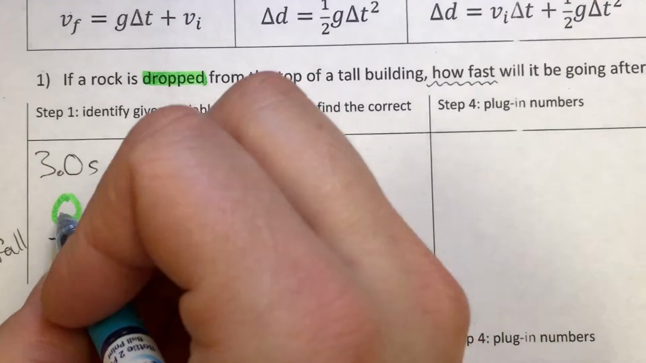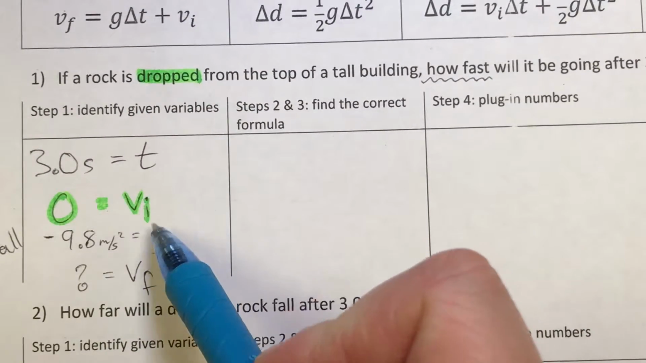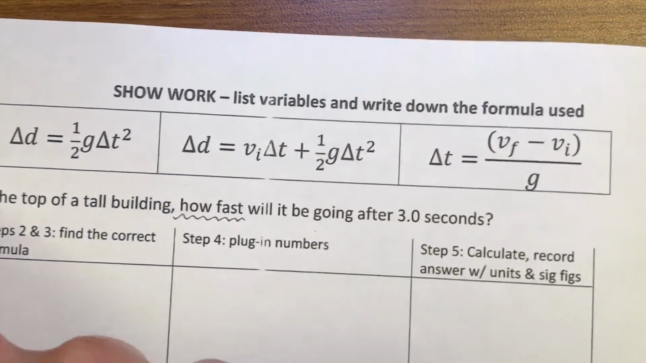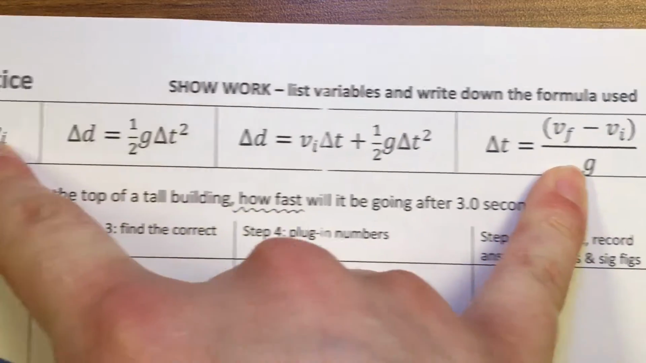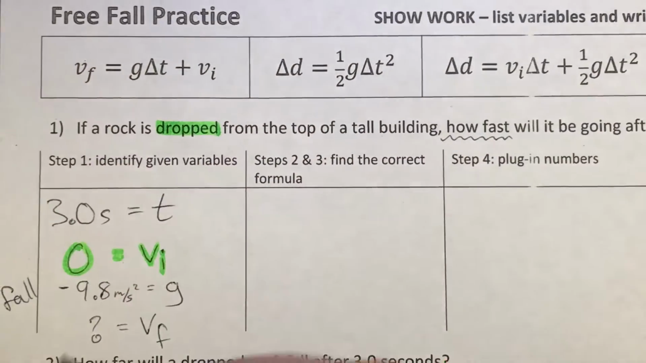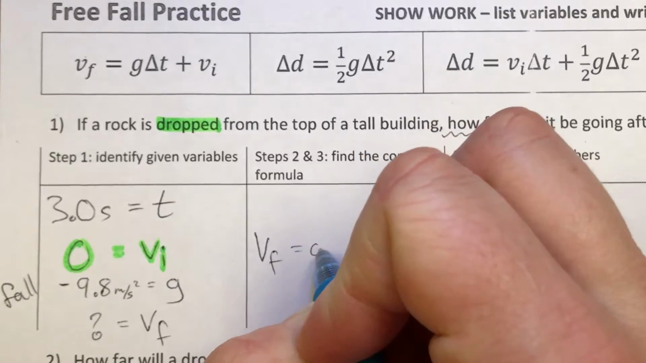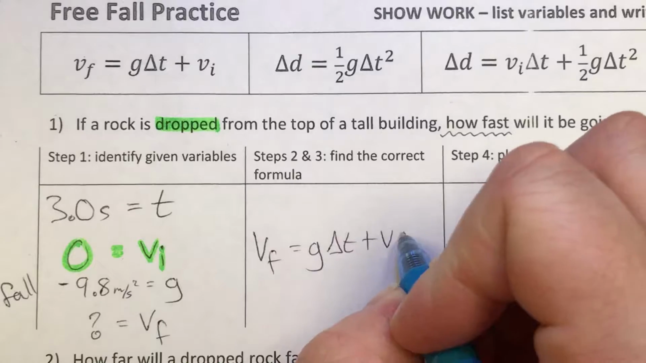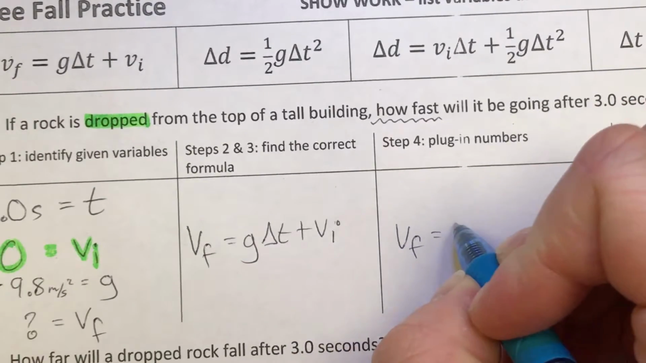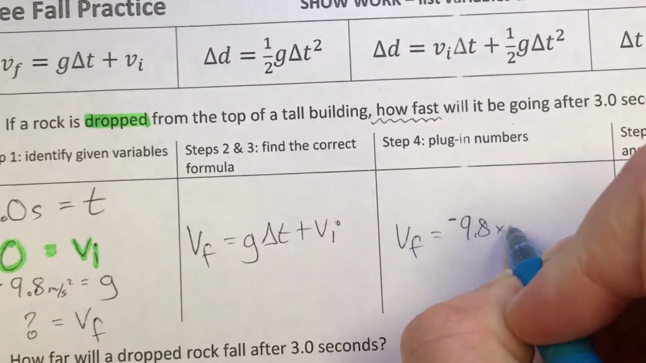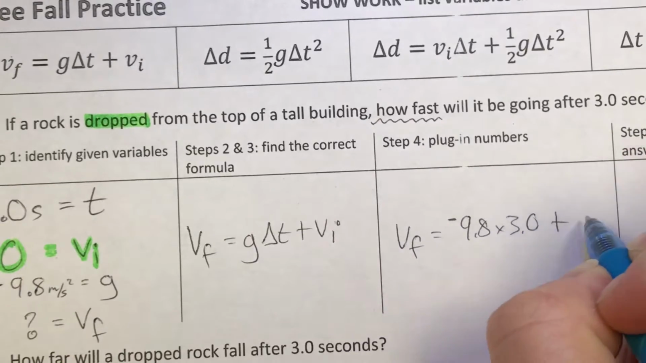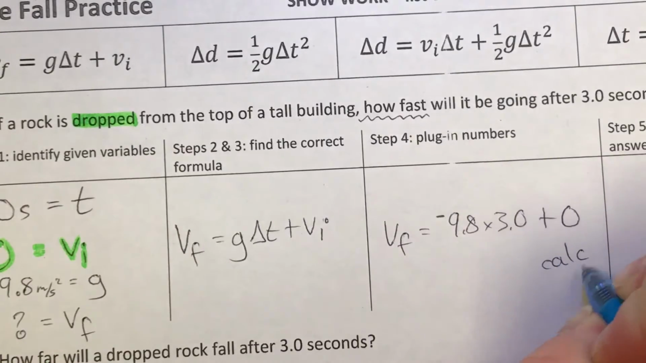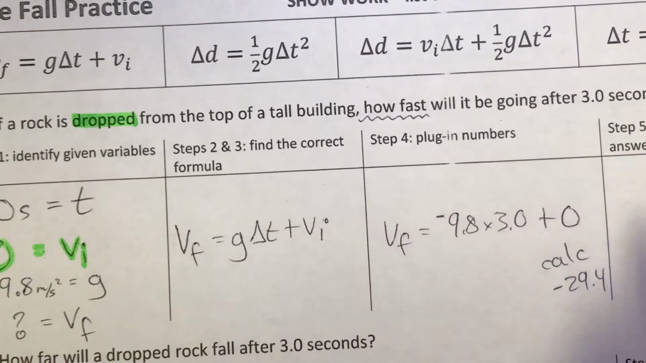Okay? Picking from our formulas, we have time, initial velocity, gravity, and we want final velocity. Well, this one solves for final velocity, and this one has final velocity and every other variable, but we want to solve for final velocity. So this is the formula we're going to use. Final velocity is the gravity multiplied by the change in time plus the initial velocity. There's our formula. Plug in our values. Final velocity, gravity, negative 9.8 multiplied by 3.0 for the time plus initial velocity of 0. Punch that into your calculator, and your calculator is going to say negative 29.4.